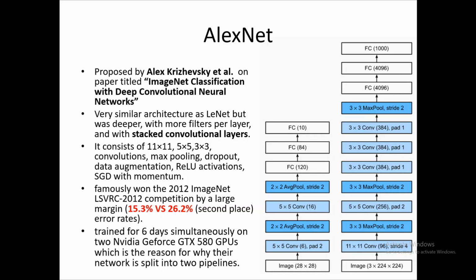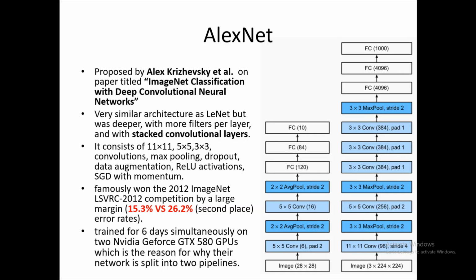As I have said before, it has a very similar architecture to LeNet, but it is deeper with more filters per layer and stacked convolution layers. It consists of 11 by 11, 5 by 5 and 3 by 3 convolutions with max pooling, dropout, data augmentation and ReLU activations with SGD, stochastic gradient descent with momentum.